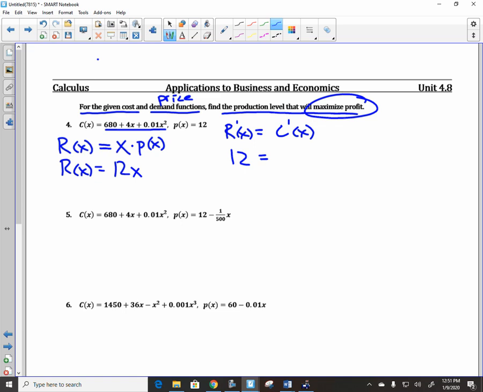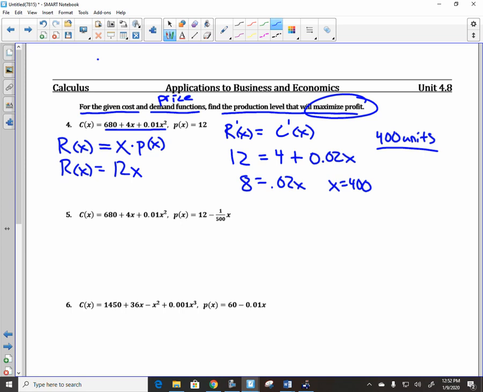Do you know how to find C prime of X? What's C prime of X? 4 plus 0.02x. Can we solve that? Yeah, we get 8 is equal to 0.02x. We divide by 0.02. Anybody? X is equal to 400. Find the production level. We produce 400 units that will maximize our profit.